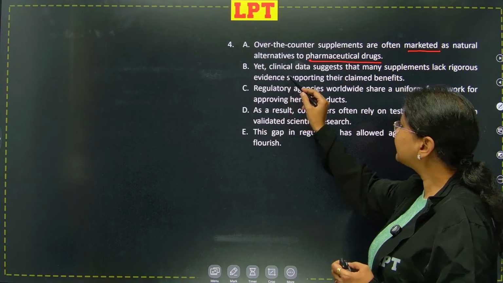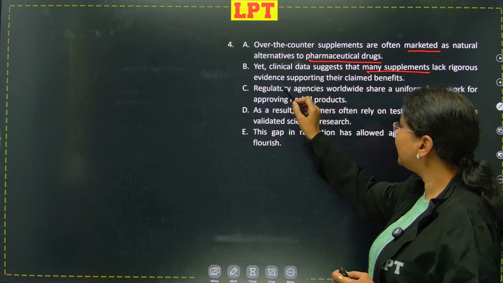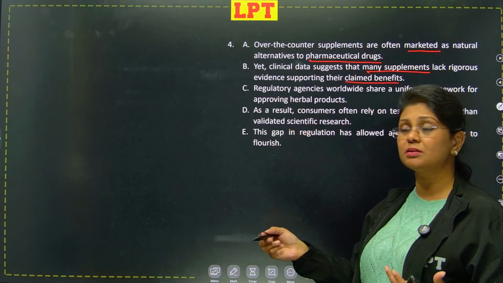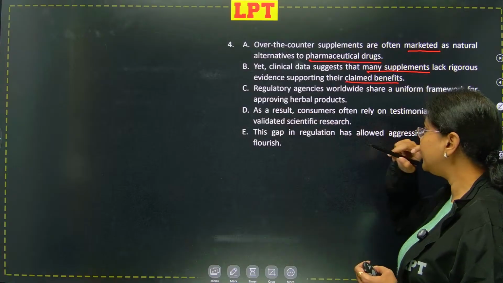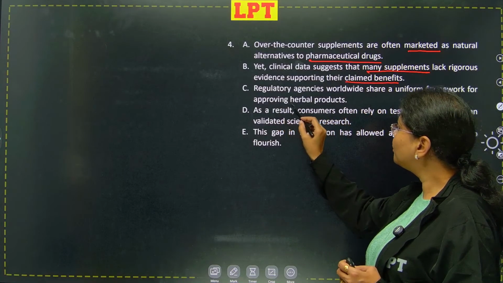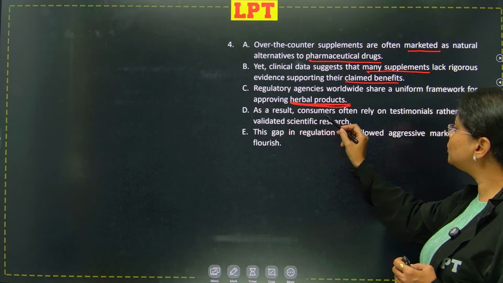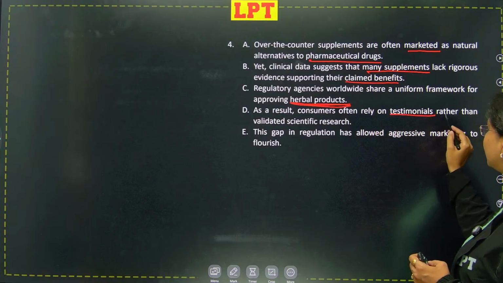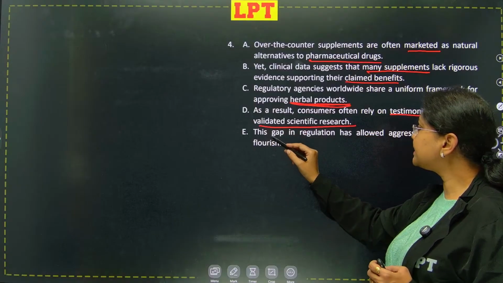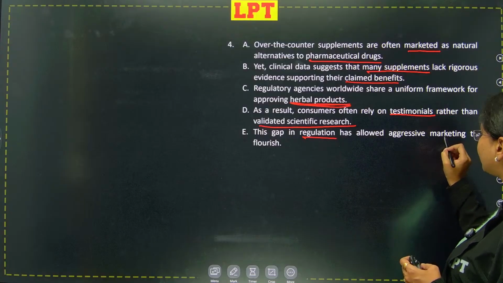B says, yet clinical data suggests that many supplements lack rigorous evidence supporting their claimed benefits. Okay, so this also talks about supplements. C says regulatory agencies worldwide share a uniform framework for approving herbal products. D says as a result, consumers often rely on testimonials rather than validated scientific research. And E says this gap in regulation has allowed aggressive marketing to flourish.